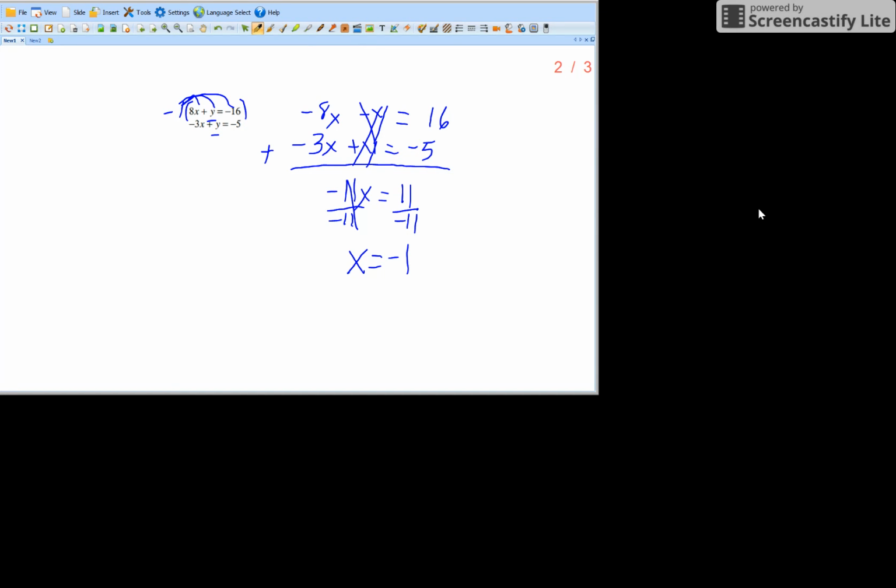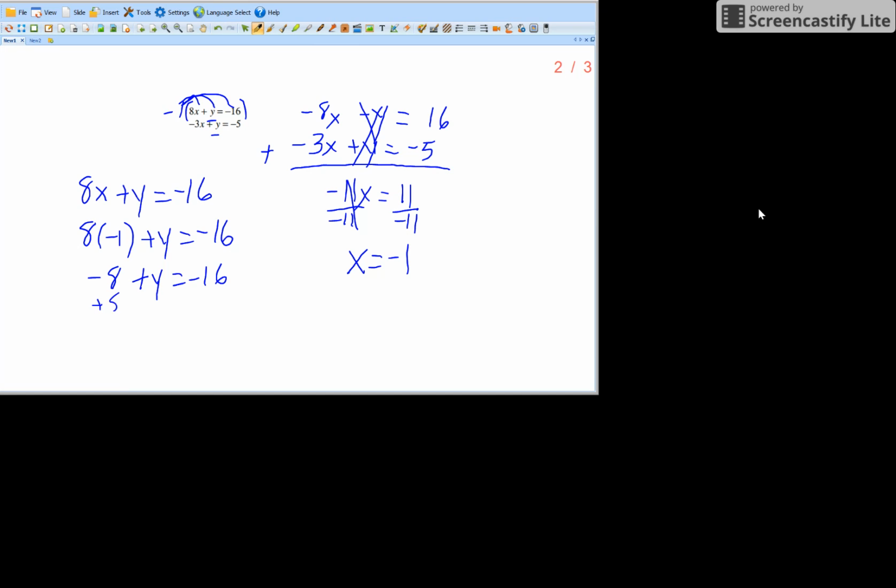So to solve for y, we're going to substitute the value for x back into one of these equations. It doesn't matter which one. So again, we'll choose the first one. We have 8x plus y equals -16. Now instead of x, we'll put the value of x, which is -1. So we'll take 8 times -1 plus y equals -16. 8 times negative 1 is negative 8, plus y equals negative 16.